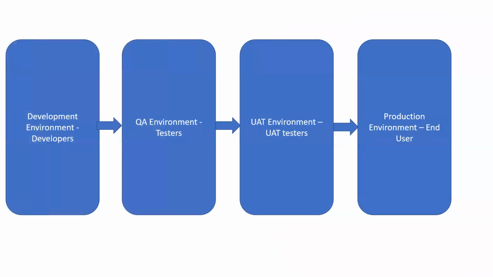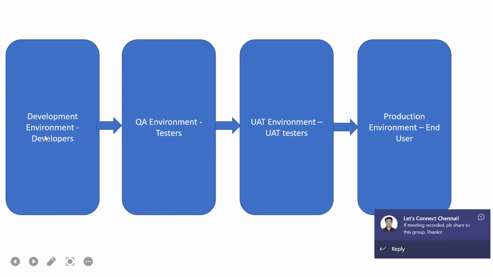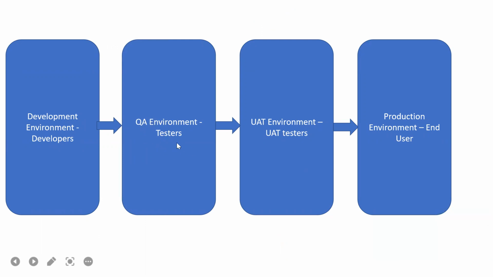So if you see here, we have different environment setups done in our project phase. One is the development environment, which is for developers. Then comes the QA environment, which is for testers. Then we have UAT testers, right? We have a few end users who will be performing the UAT testing. I think you people will know how UAT is performed.